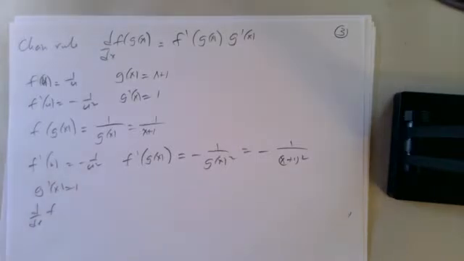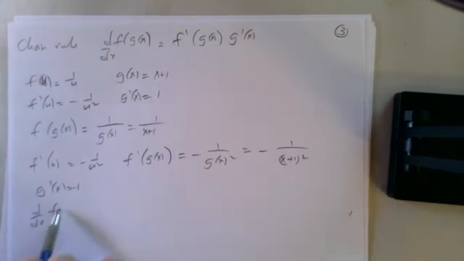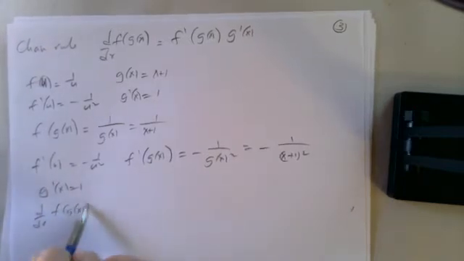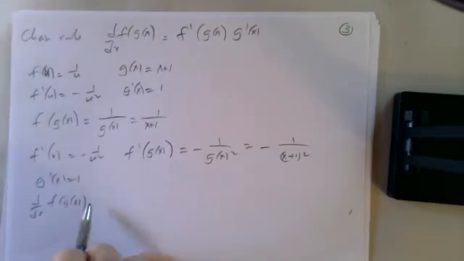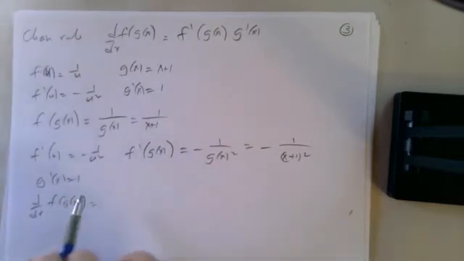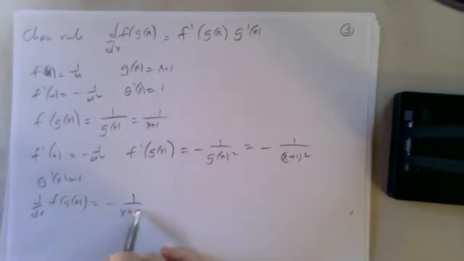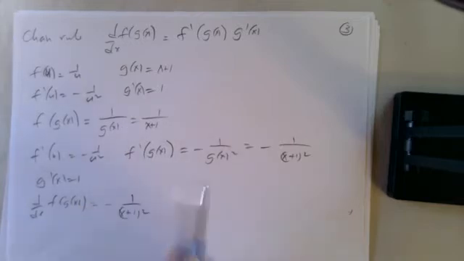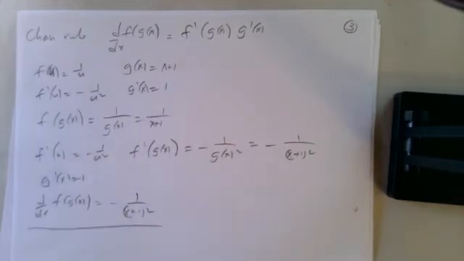Okay, sorry, let's go. Yeah, so back to the chain rule. The derivative of f of g of x is f prime of u, minus 1 over x plus 1 squared, and g prime of x is just 1, so that's the answer. Okay.